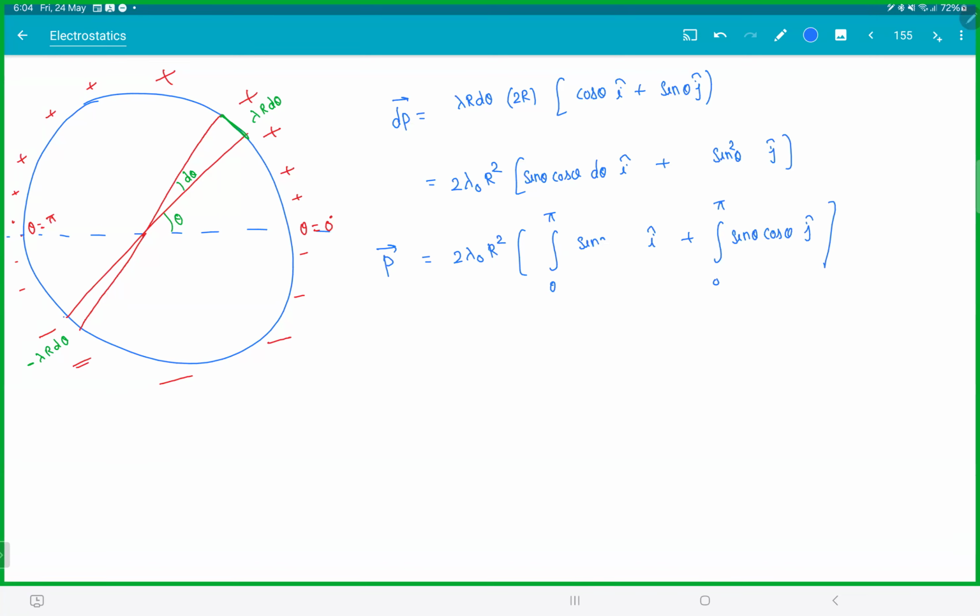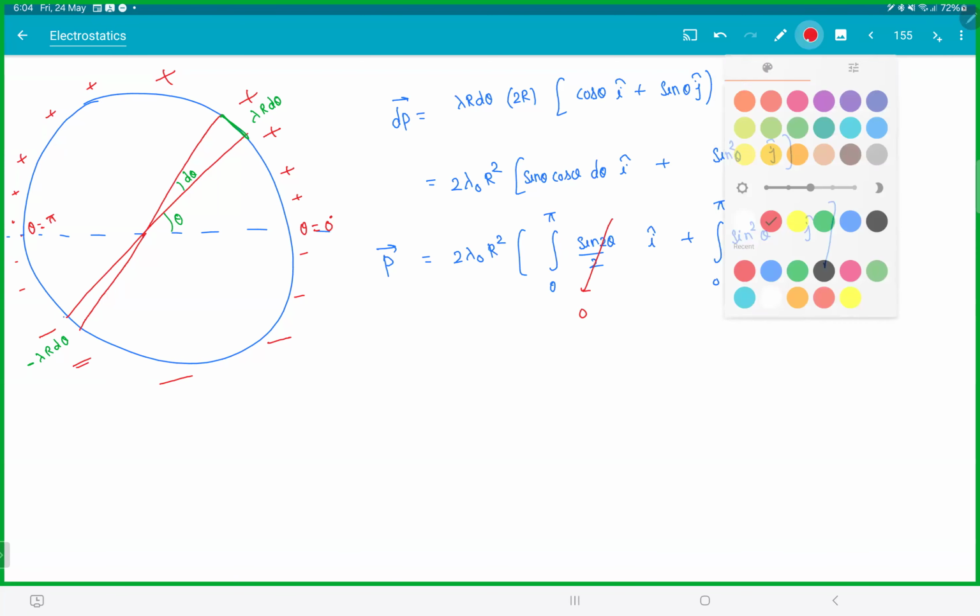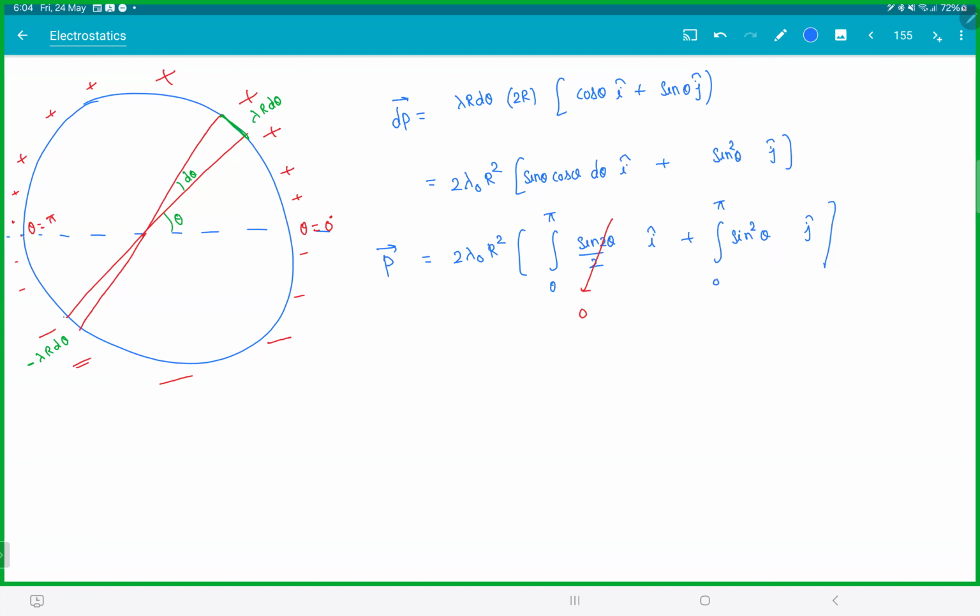So this will become sine 2 theta by 2. This will become sine square theta. This term would be 0. Sine square theta ka integration is what? 1 minus cos 2 theta by 2. That cos 2 theta will become 0. You'll be left with pi by 2. So 2 lambda naught r square pi by 2 j cap. So lambda naught pi r square j cap. Yeah, pi lambda r square. Got this?